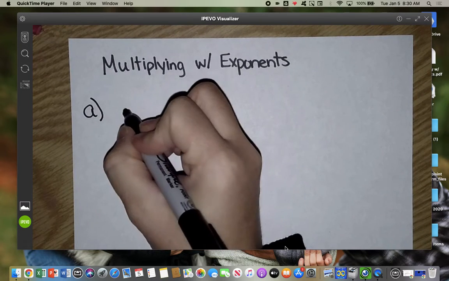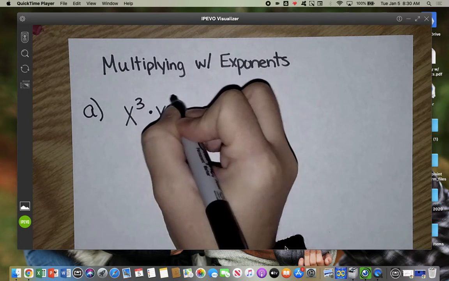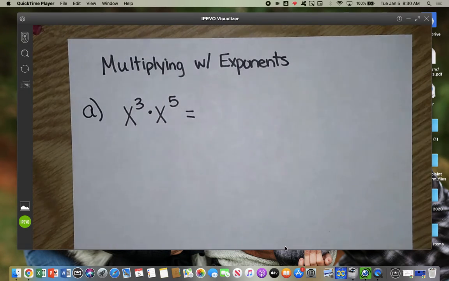If I tell you to multiply x to the third times x to the fifth, how do you simplify that? You say, let's go back to Algebra 1. How do we simplify that? Ooh, you actually don't multiply your powers. You do add them, and here's the reason why.